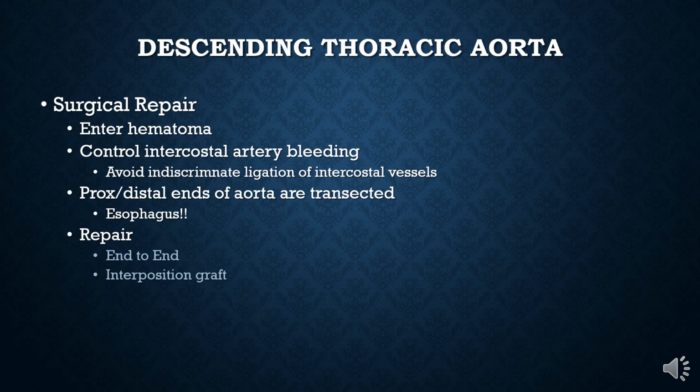Surgical repair: open the hematoma, control intercostal artery bleeding, and avoid indiscriminate ligation of intercostal vessels. The proximal and distal ends of the aorta are transected, and an end-to-end interposition graft is placed.